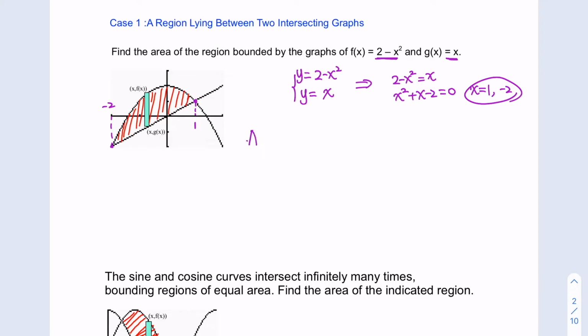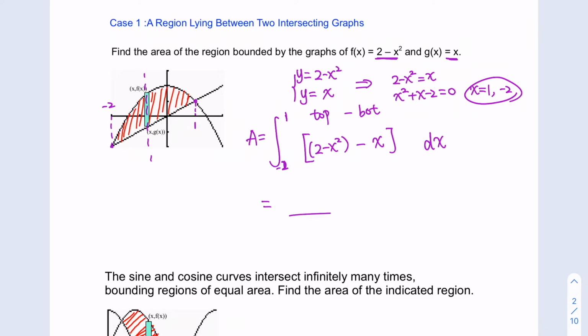Now the area will be given. We are going to write integration from -2 to 1 dx. We are going to integrate along the x direction now. So the inside has to be a function of x. So top minus bottom. The top function, which is 2 minus x squared, and the bottom function, which is x. You can evaluate this yourself.